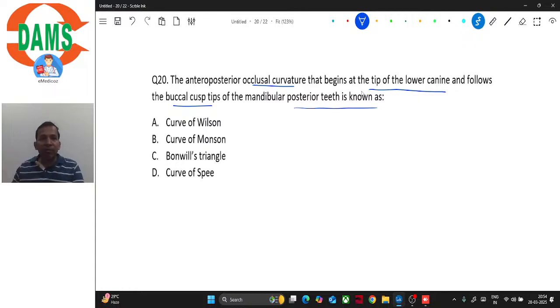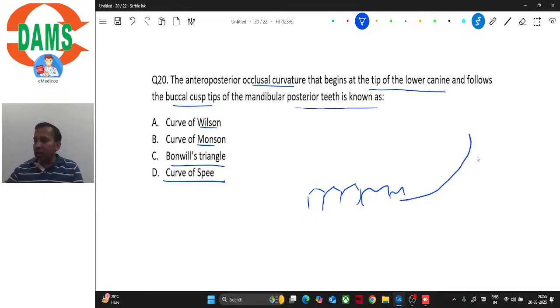So which occlusal curvature are we talking about? Is it curve of Wilson? Is it curve of Monson? Is it Bonwill's triangle, or is it curve of Spee? So the correct answer here is curve of Spee, isn't it? So right from the canine to the premolars to the molars and then continuing backwards to the condyle, right? So we are talking about curve of Spee, isn't it? Curve of Spee.